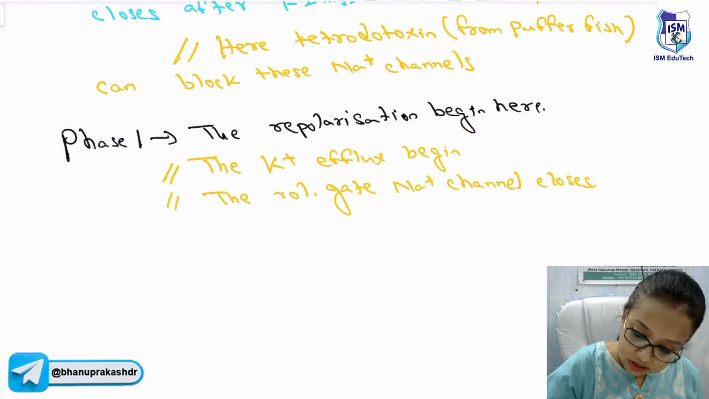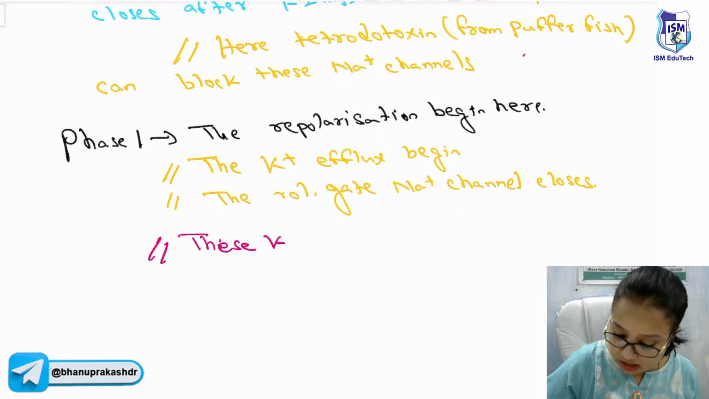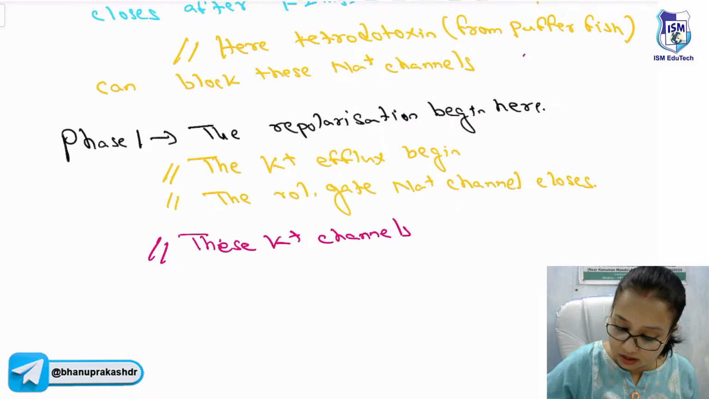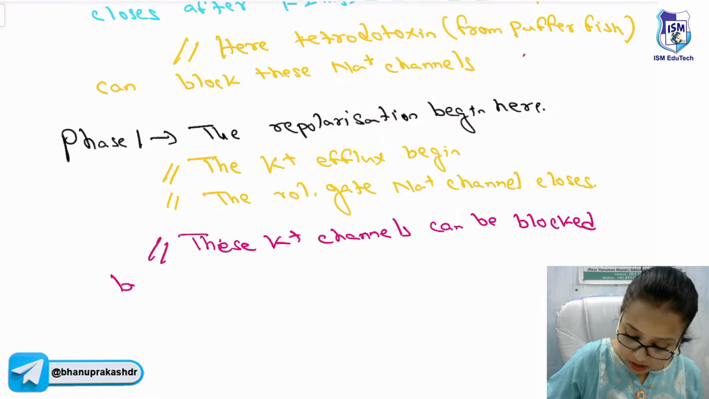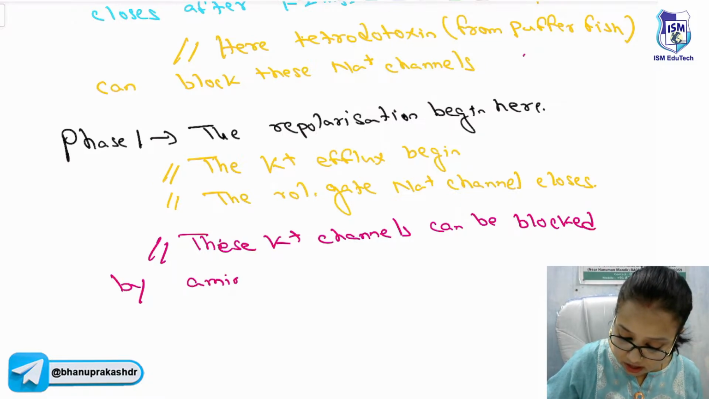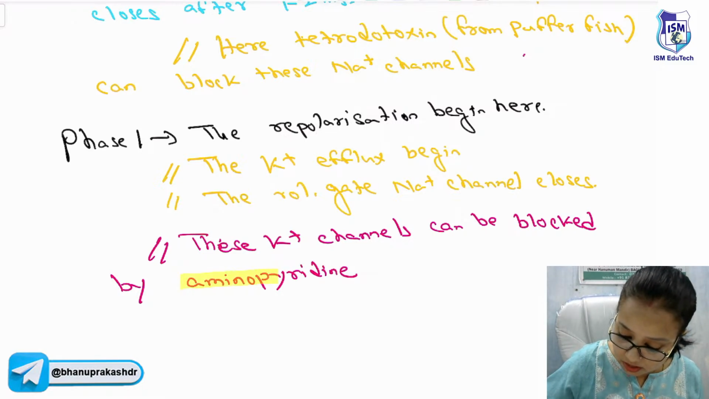Now, these potassium channels can be blocked by aminopyridine. This is a point to remember. It can be blocked by the aminopyridine.